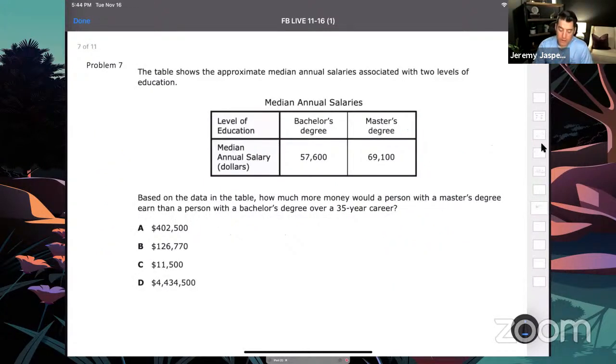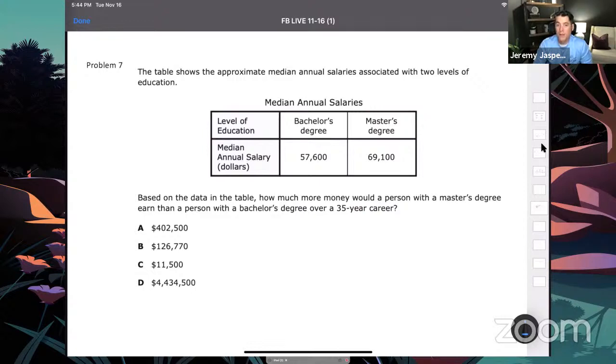All right, next problem here. A table shows the approximate median annual salaries associated with 2 levels of education. Okay, there's our chart: master's, bachelor's, level, median. Based on the data in the table, how much more money would a person with a master's degree earn than a person with a bachelor's degree over a 35-year career?